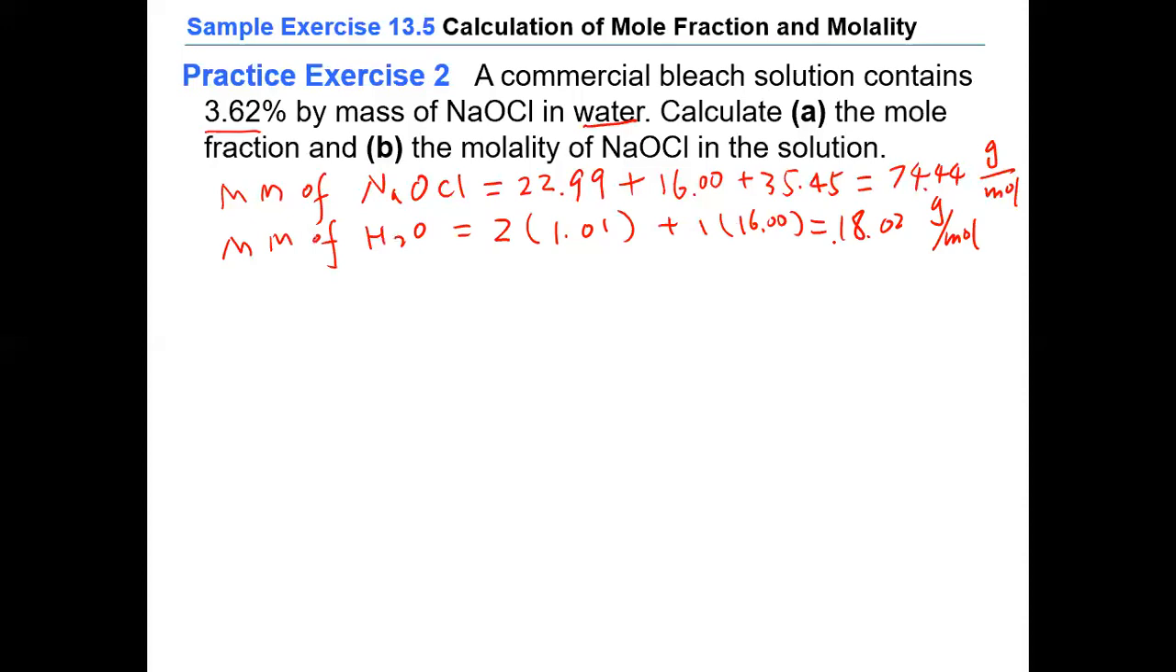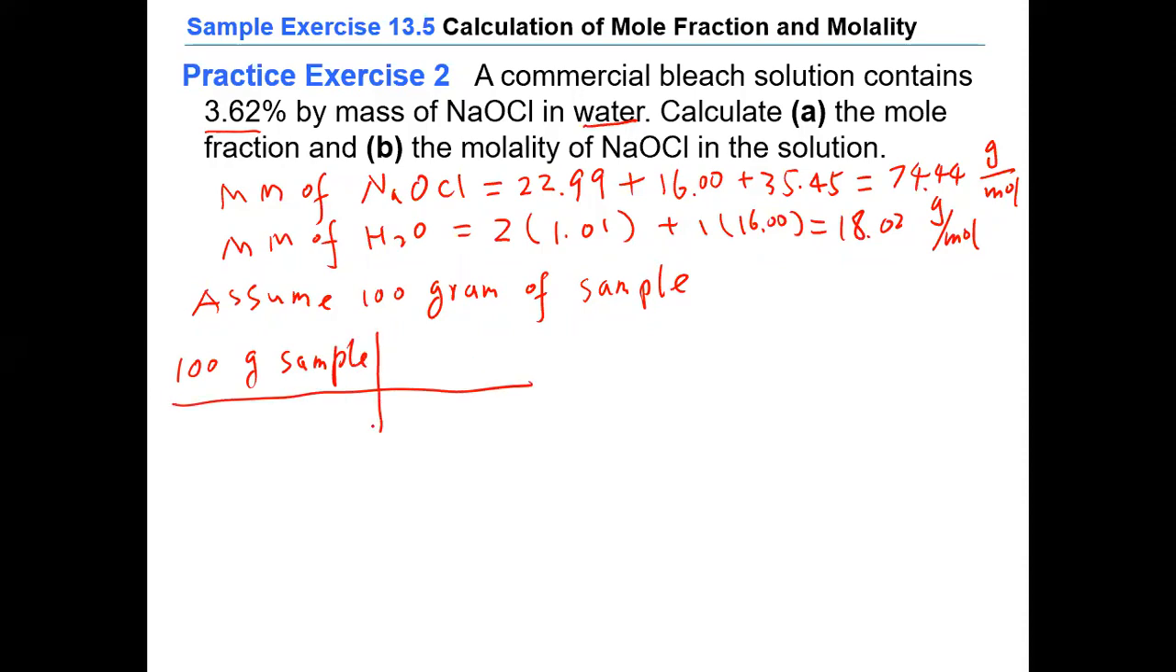Next, what you do is assume how much you have. All those units for concentration are ratios, so how much you assume doesn't matter. Conveniently, you assume 100 grams because this gives you the mass percent. If you assume 100 grams of sample, your calculation becomes simple. So we take 100 g sample.